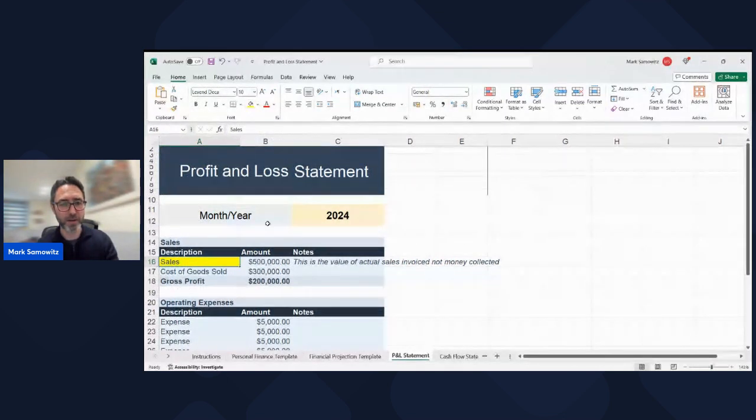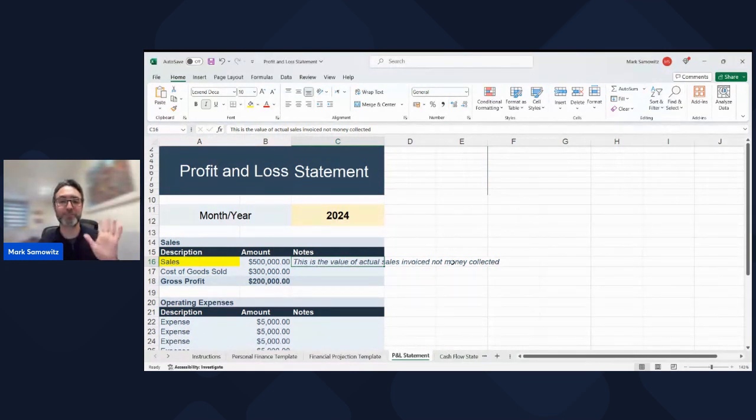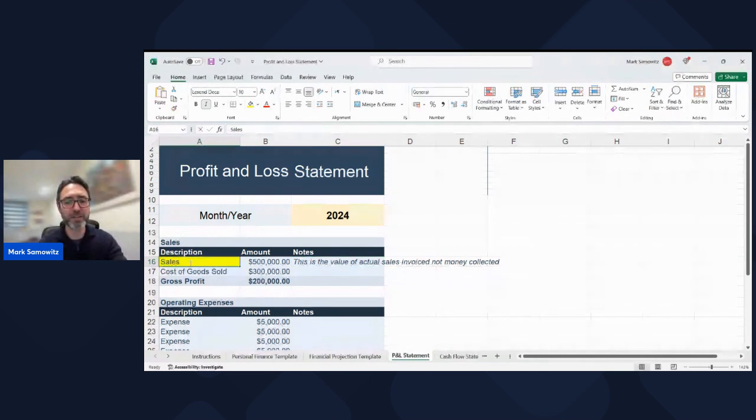So let's stop there and let's make sure we understand that from the last thing I explained in the game that I was in, that sales represents the value of actual sales invoiced, not money collected. Okay, and we saw that you record something as income, you record something as revenue. We could say sales, revenue, fees, whatever you'd like to call it. This represents what we've actually invoiced in service, not what we've collected in money. So that is our sales on the P&L.